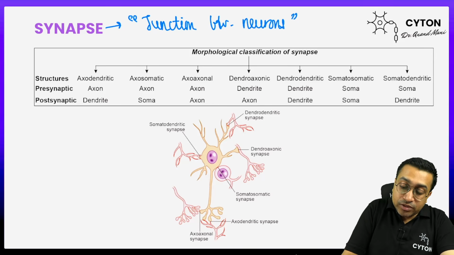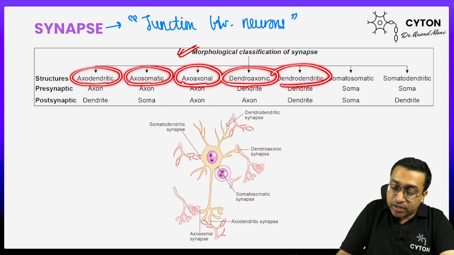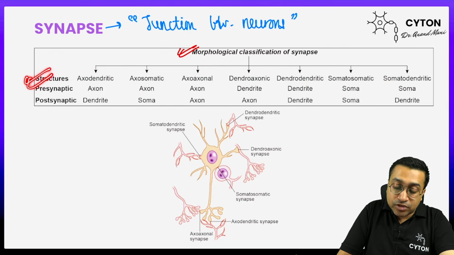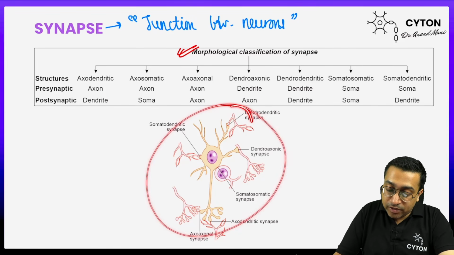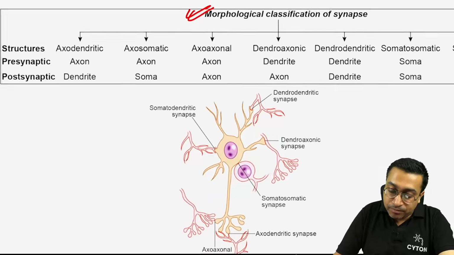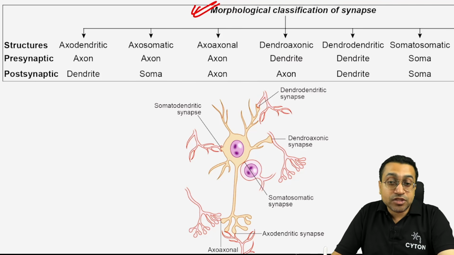Then if we talk about the morphological classification, as you can see in this flow chart, you have exodendritic, exosomatic, exoaxonal, dendroaxonic, dendrodendritic, somatosomatic, somatodendritic. So these are the various morphological types of synapse, and you can see the same in this photograph. For example, dendrodendritic means presynaptic we have a dendrite, and postsynaptic we have again a dendrite.